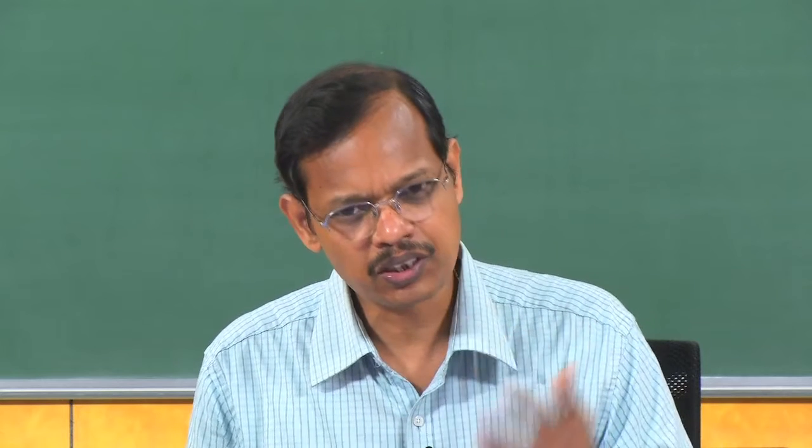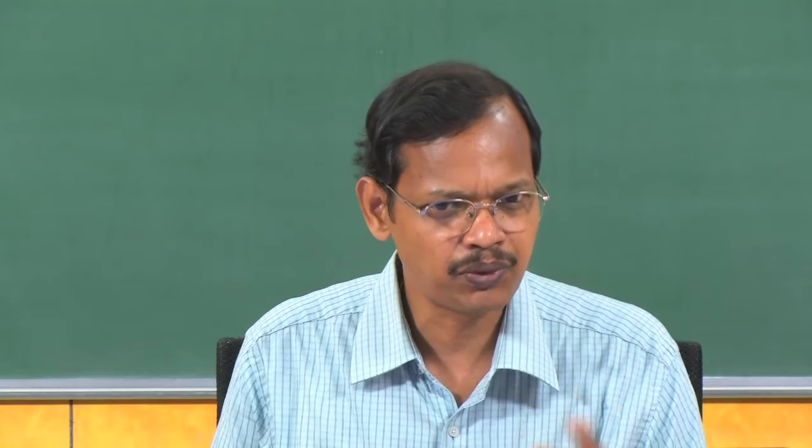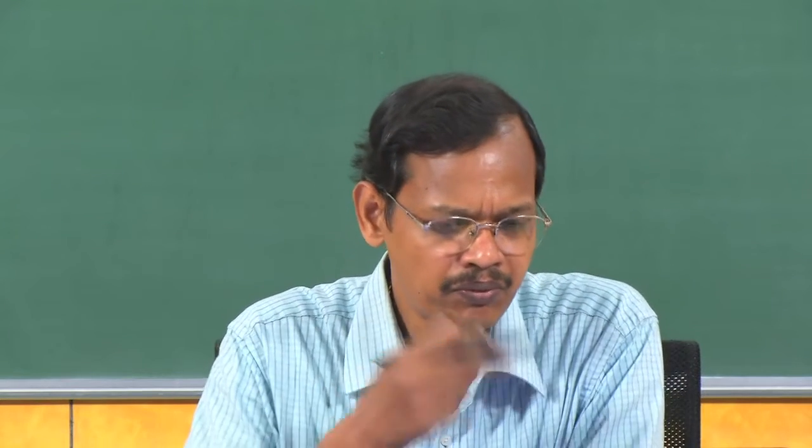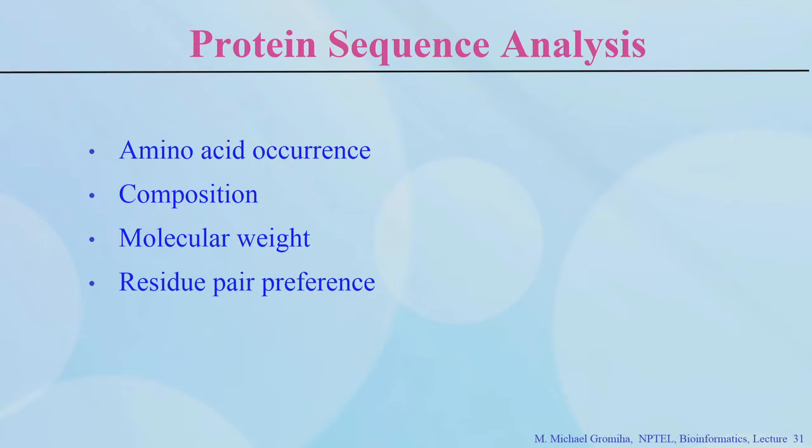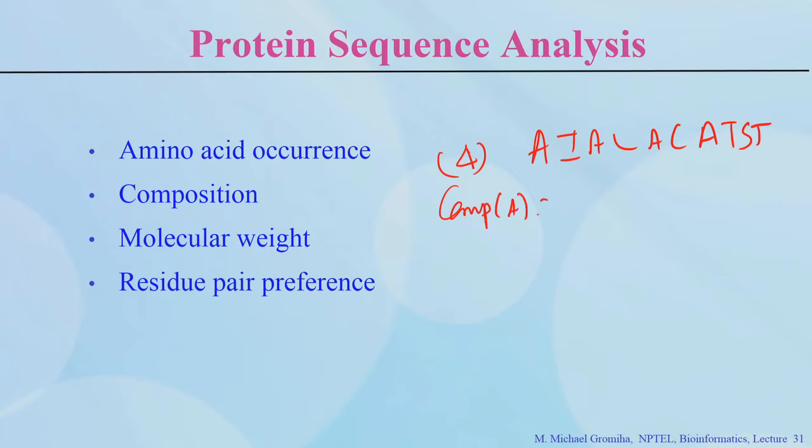Then you can also derive some features, some properties, using amino acids. So, what are the various properties we obtain from amino acid sequences? Amino acid occurrence, that means how many times each amino acid occurs. For example, if this is a sequence, the occurrence of alanine is 4. So, what is the composition of alanine? Normalized by chain length, this is equal to 0.4.